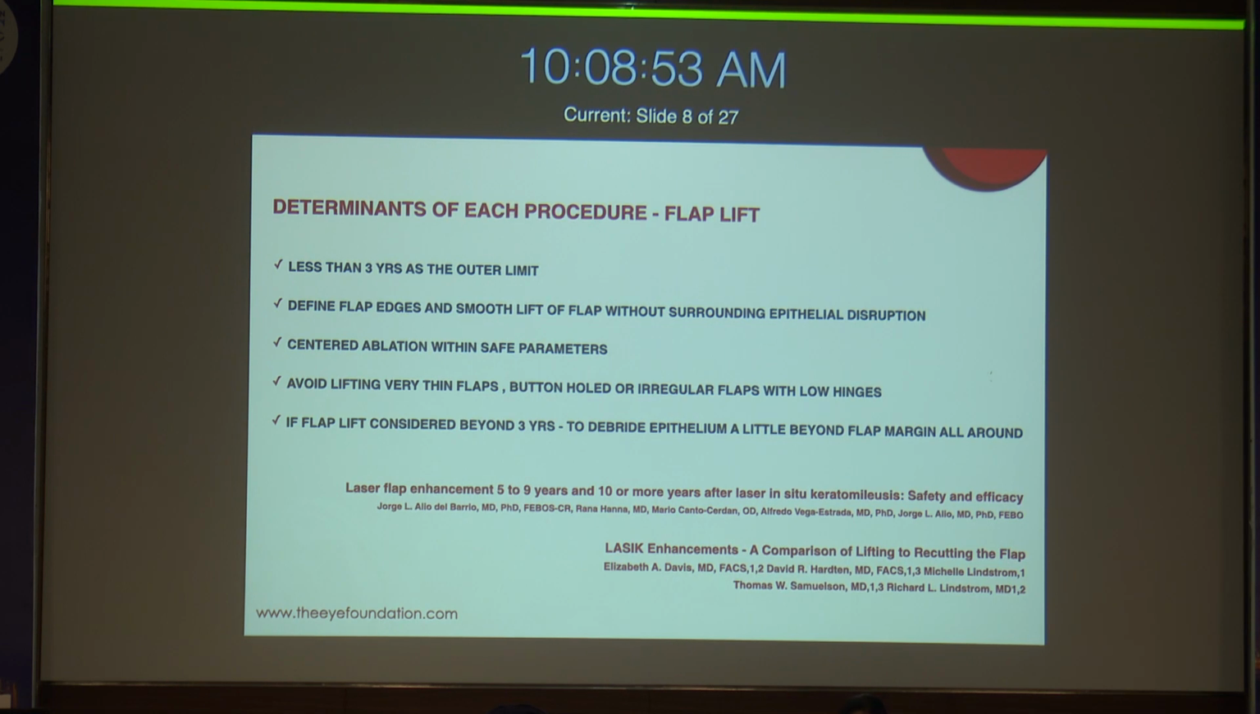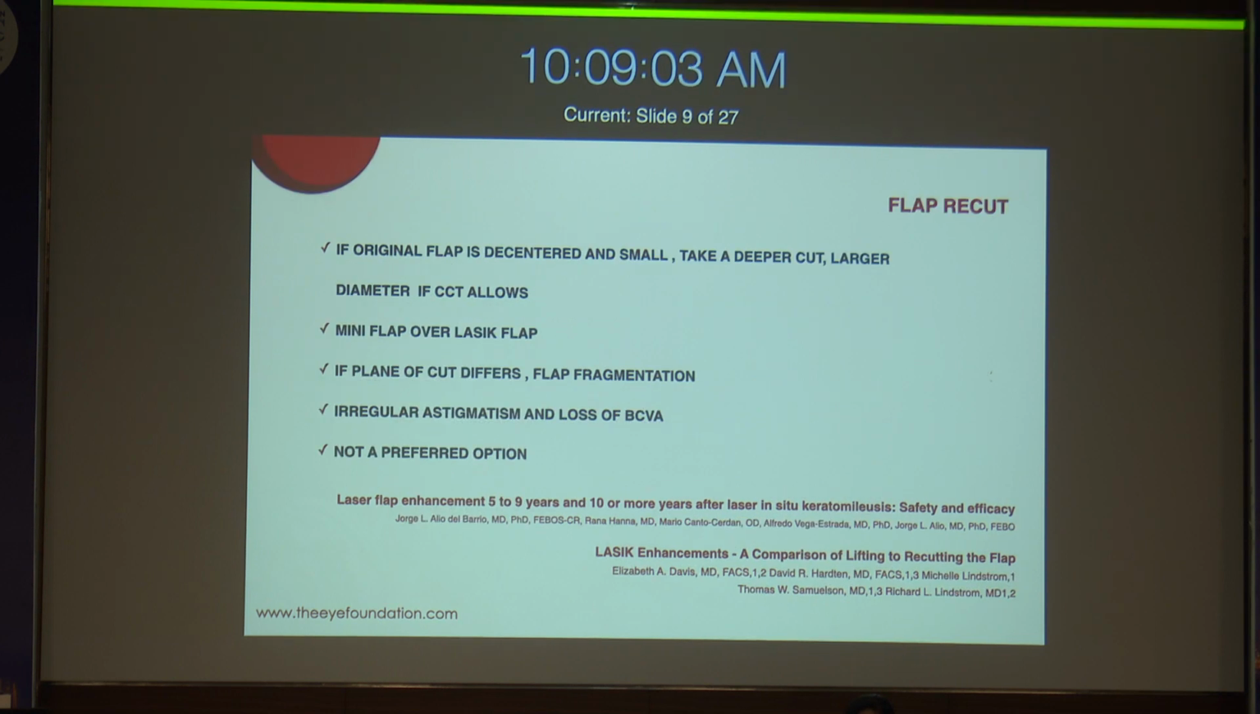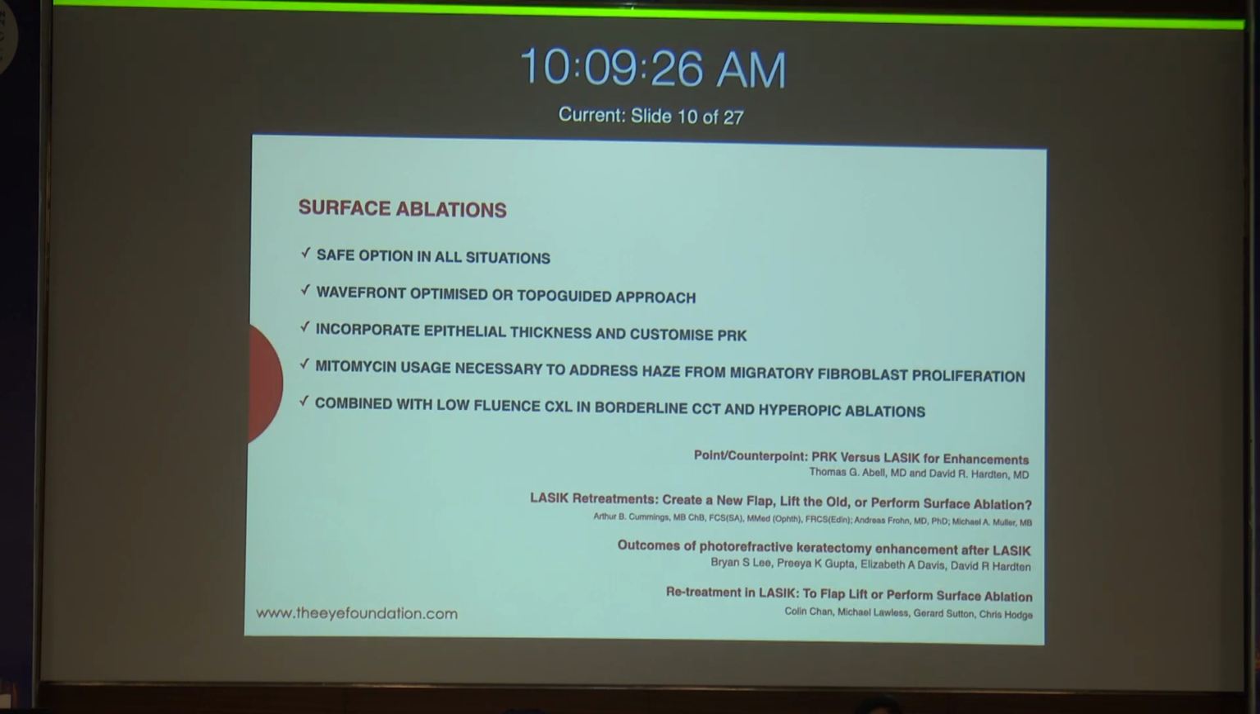And if beyond 3 years you can't do a surface ablation for any reason, it's better to debride the epithelium a little beyond the flap margin all around and then lift the flap. Now if you're going to lift the original flap, there may be a need, because the primary flap is decentered. You could think of taking a deeper cut if the thickness really allows. These are all more in the microkeratome flaps. Yes, sometimes in a femto flap also you could do. There are some people who do mini flaps if the primary flap is very thick, but there could be flap fragmentation, best not to do.